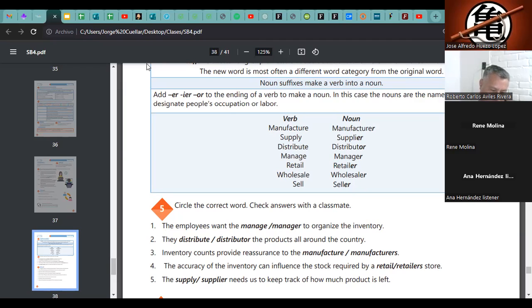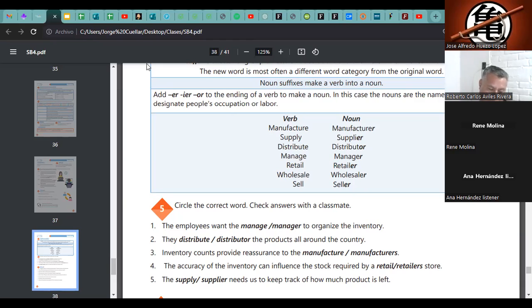Okay, so let's check number one. Who wants to share number one? The employees want the manager to organize the inventory. Very good. The employees want the manager to organize the inventory. Perfect. Who wants to share number two? They distribute the products all around the country. Perfect. Very good. They distribute the products all around the country.